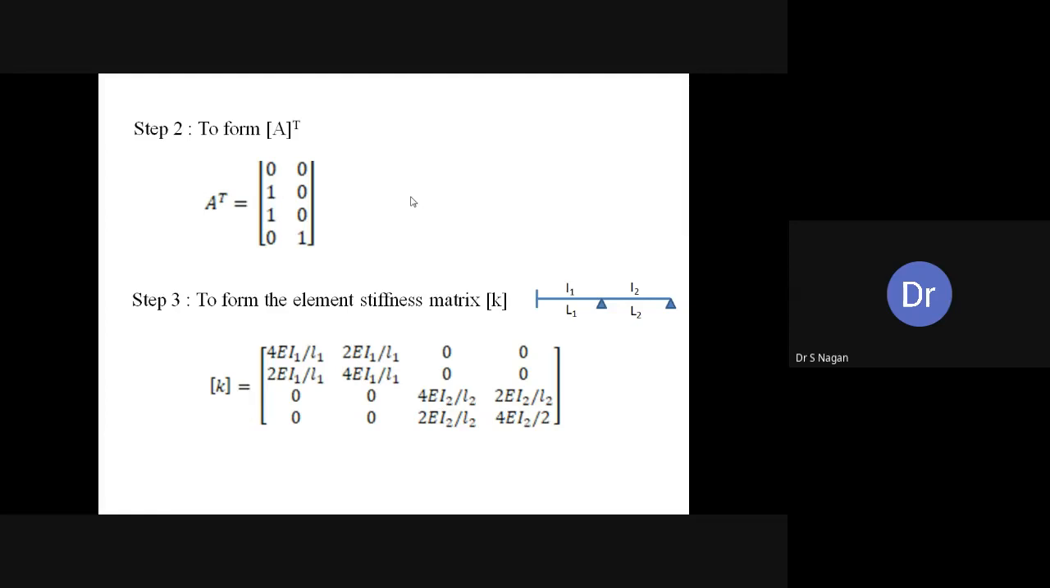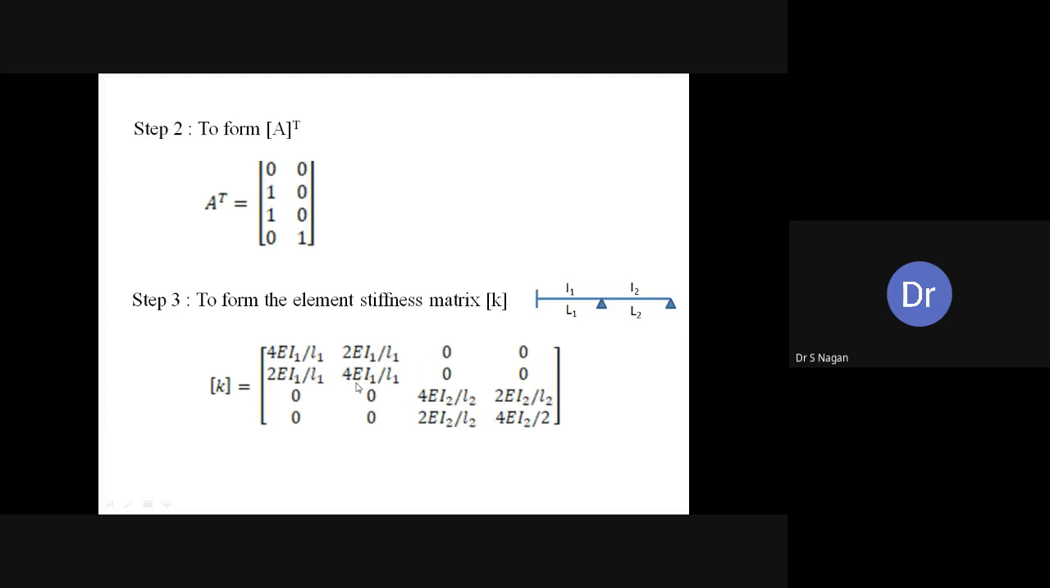In this, we can easily accommodate any I variation. Any material variation can be accommodated. For example, the first portion is of some material and the second portion of some other material, with some length for each. Everything would be accommodated as we have accommodated in the case of the moment distribution method. The moment distribution method also accommodates I variation, so here also I variation can easily be handled.